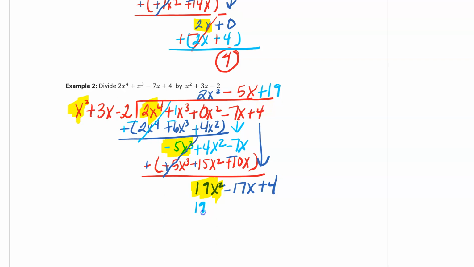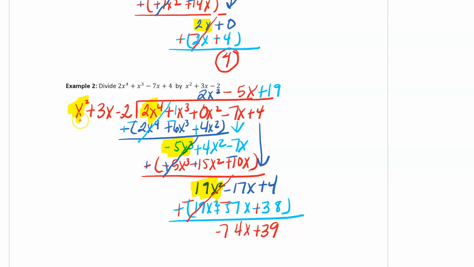19 times x squared gives me a 19x squared. 19 times 3x gives me 57x. And 19 times negative 2 gives me a negative 38. And then I'm going to subtract that whole thing. So I'm going to change all the signs. This would cancel. This would give me negative 74x plus 39. And x squared is not going to create that, so that would be my remainder.